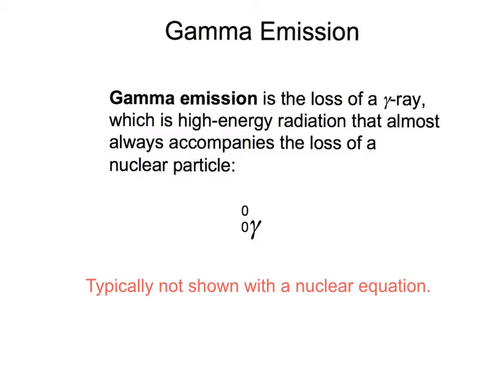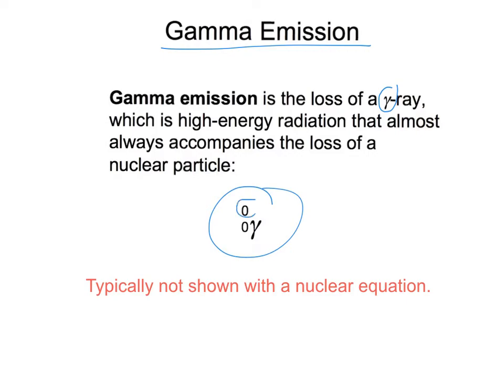My next type of decay is gamma emission or gamma decay. Now, gamma emission is a loss of a gamma ray. This is the symbol for gamma, which is high energy radiation. It's not a particle. It's just high energy. And it always accompanies the loss of a nuclear particle. Meaning, when those other types of decay that we just talked about go on, oftentimes you'll have gamma emission happening simultaneously with it.